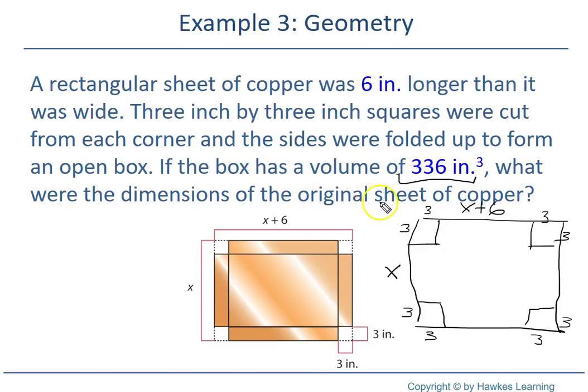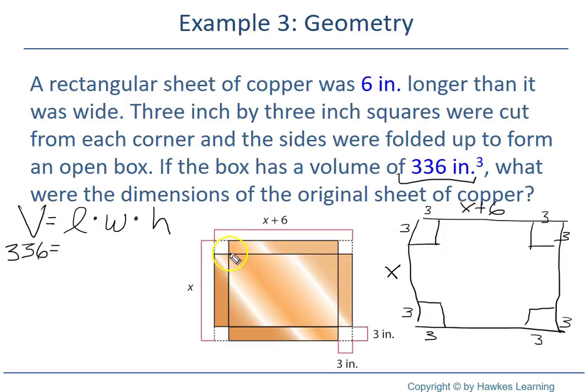So what were the dimensions of the original side? What was this length and this length here? Or this length and this width? So we know our volume formula. Volume equals length times width times height. Well, our volume we know is 336.